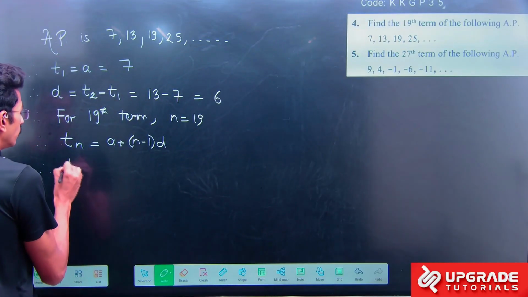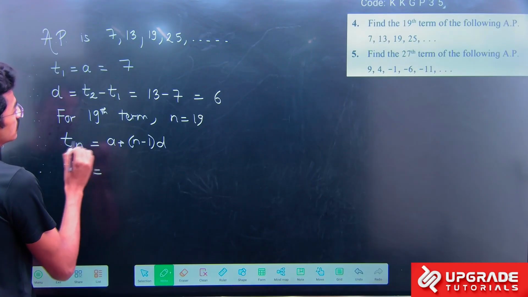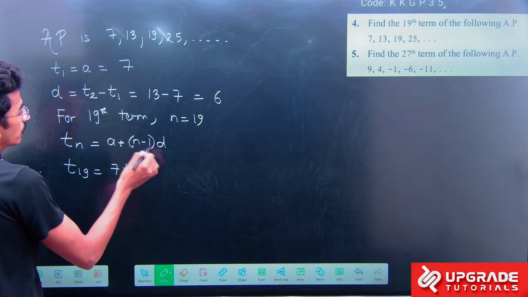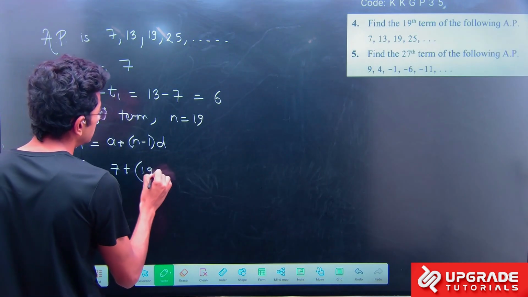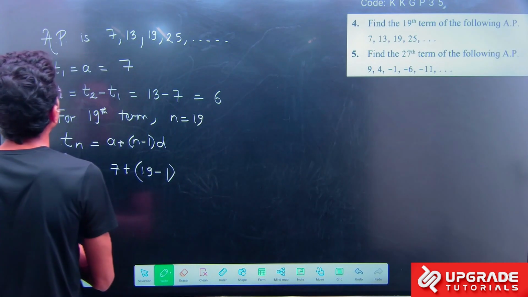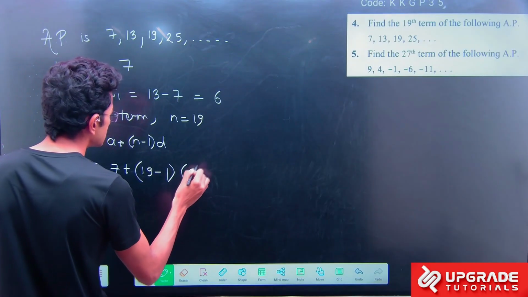Again, we have to find the value of T19. What is the value of A? A is nothing but 7 plus. What is the value of n minus 1? Means 19 minus 1. And what is the value of D? D is nothing but 6.